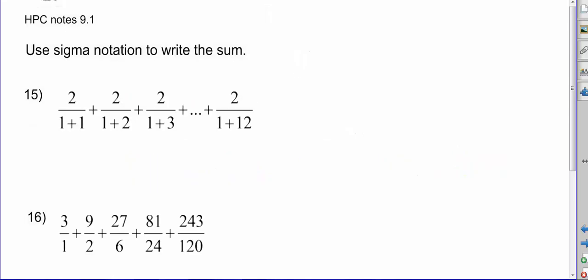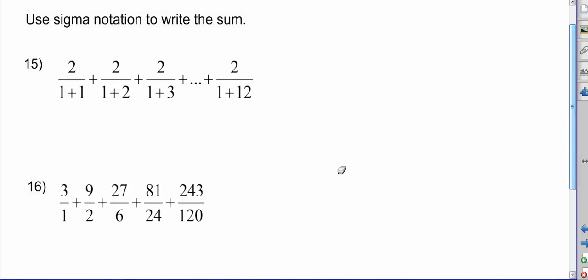All right, our last slide. Words you never thought you'd hear on this video. We're going to work the opposite way. We're going to use sigma notation to write the sum that you see here. Now here's what I'm going to start with. I'm going to say the summation from I equals.